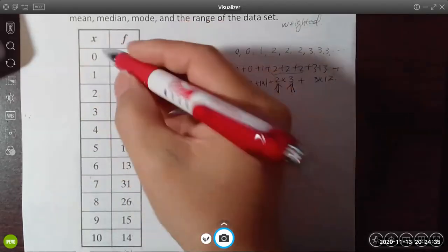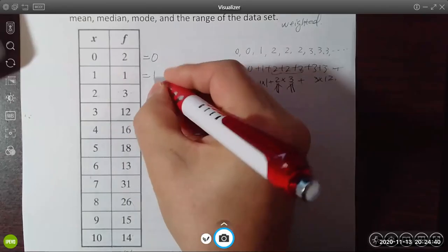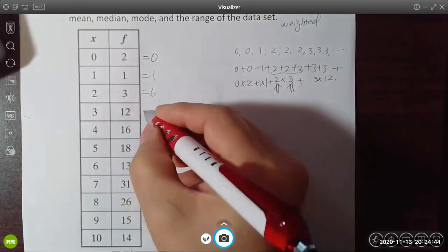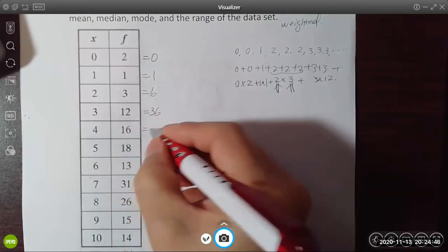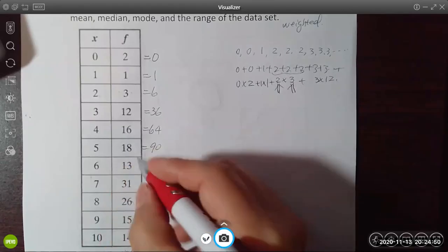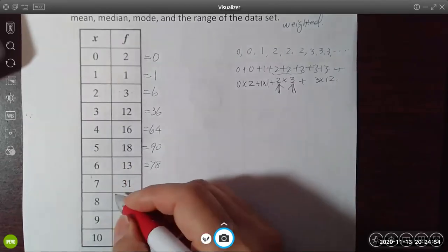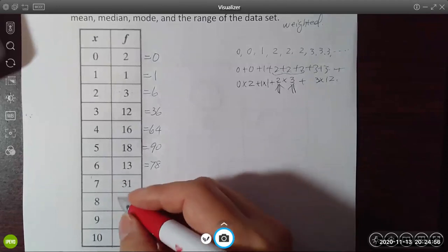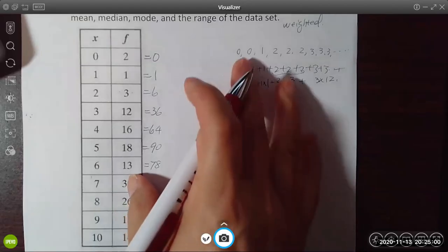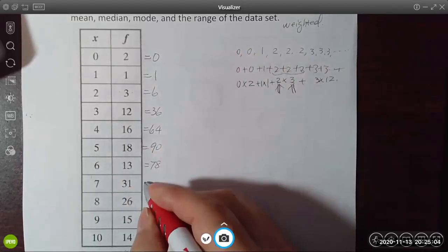Multiply them together. 0 times 2 is still 0. 1 times 1 is 1. 2 times 3 is 6. 3 times 12, 36. 4 times 16, 64. 5 times 18 is 90. 6 times 13 is 78. 7 times 31, 30 times 7 is 210, 1 times 7 is 7, so 217.